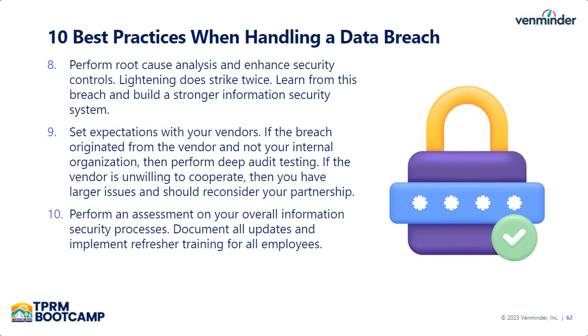Lightning does often strike twice, so you want to be able to learn from the breach and build a stronger information security system. And then you want to set expectations with your vendors. If the breach originated from the vendor and not your internal organization, then you need to perform deep audit testing. And if the vendor is unwilling to cooperate, then you have larger issues and maybe need to reconsider that partnership. Breaches happen, and if it happens at your vendor, they should be wanting to work with you to fix it and prevent it moving forward.